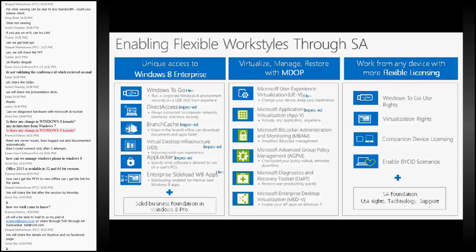Now, BranchCache allows users' PCs to cache files, websites, and other content from central servers to local branch offices. So bandwidth optimization over a WAN connection is also taken care of. Now, we discussed AppLocker, right?